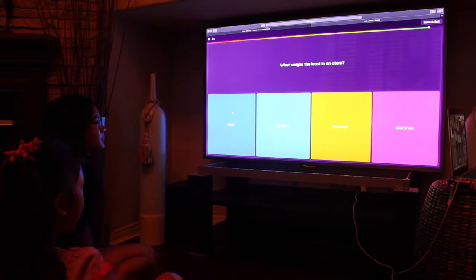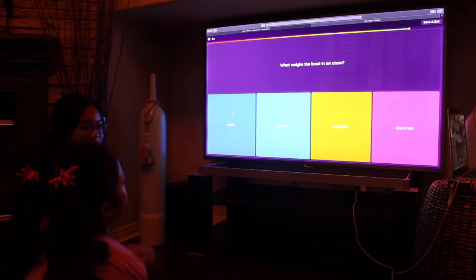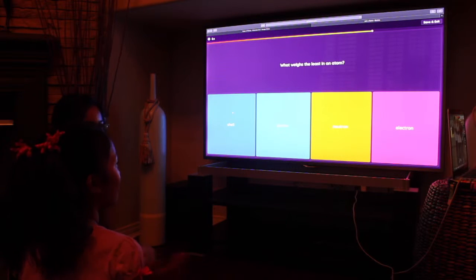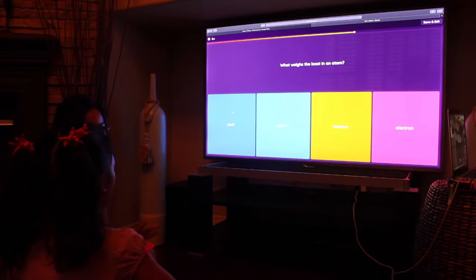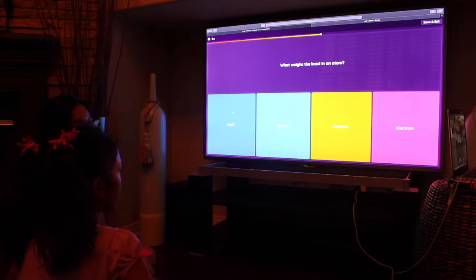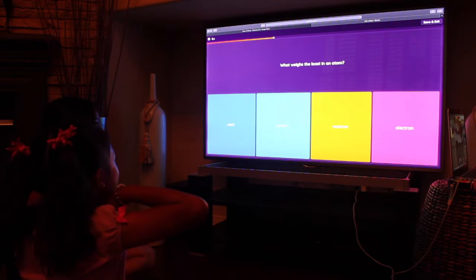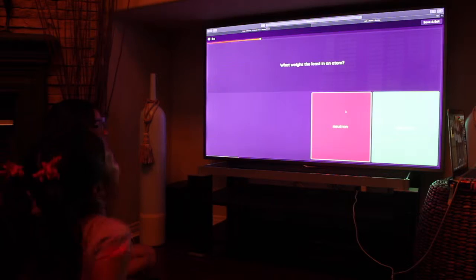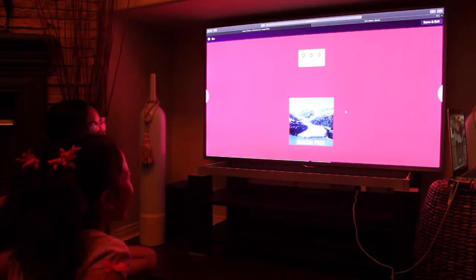Okay, what weighs the least in an atom? Remember the electron, proton, and the neutron. What do you three think it is? So which one weighs the least? Neutron. No. Let's go check. Well, it's okay. We'll get it next time.